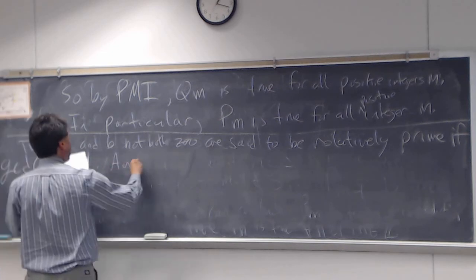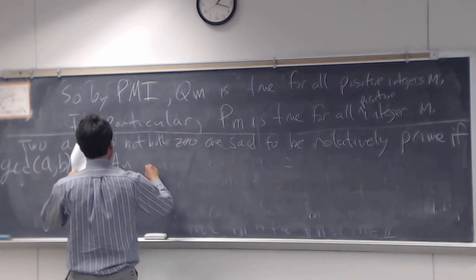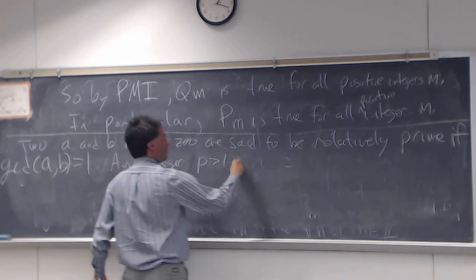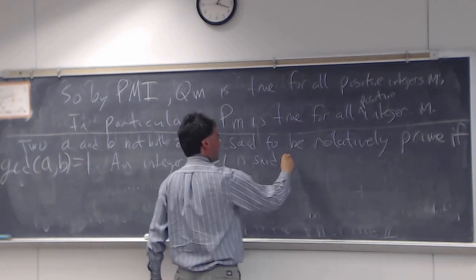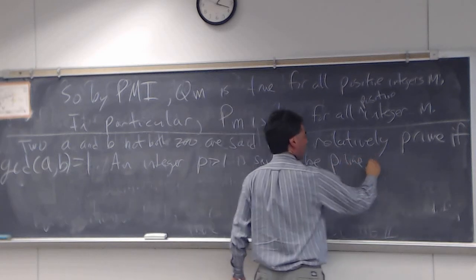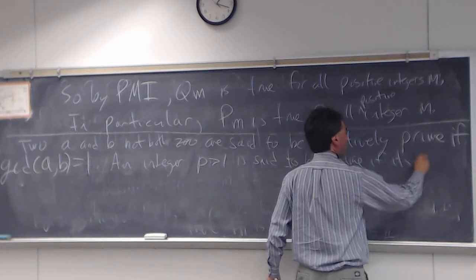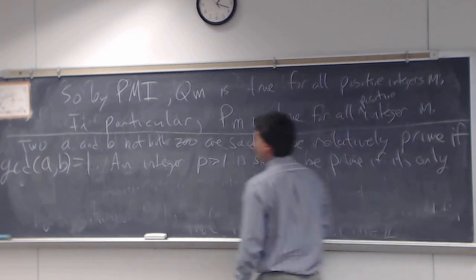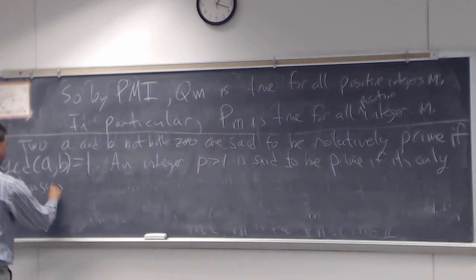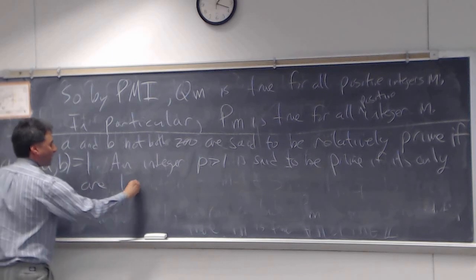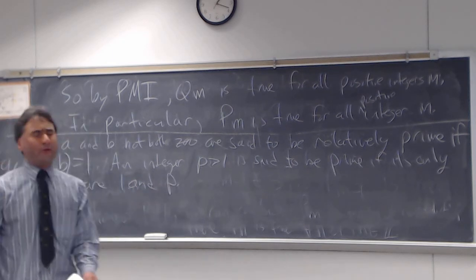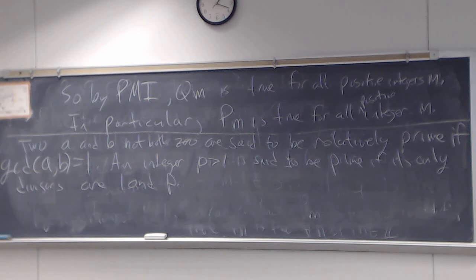And an integer p, integer p strictly greater than 1 is said to be prime if its only divisors, well, everything is divisible by 1 and itself. And prime numbers are those numbers where that is the only divisors.